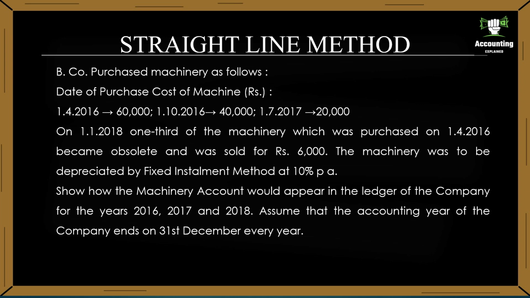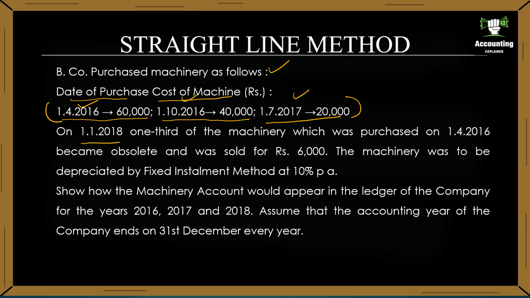B company purchased machinery as follows. Date of purchase, cost of machine. On 1/4/2016 it is 60,000. On 1/10/2016 it is 40,000. On 1/7/2017 it is 20,000. So he has bought machineries on 3 different dates.